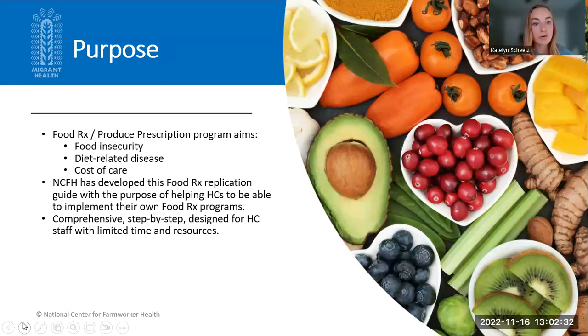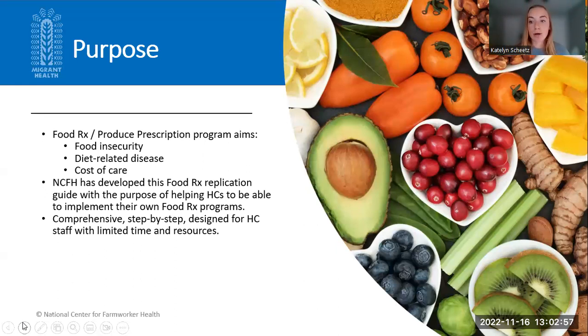Now, just a quick note on naming. We'll use the terms Food Rx, food prescription, and produce prescription programs interchangeably throughout this presentation. Some of you may be more familiar with one of these terms, so I wanted to clarify that this guide can be used for any of the above named terms.